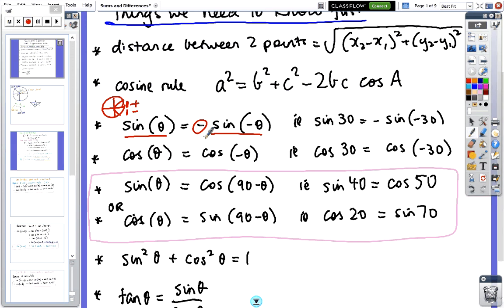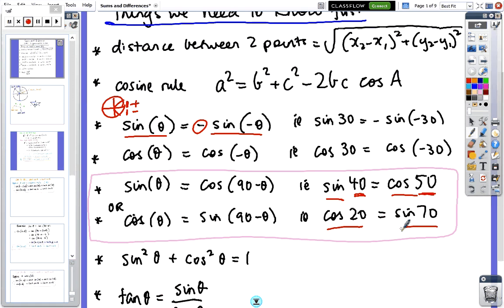But these are the complementaries. For instance, 40 and 50 are the complement of each other, and sine of 40 is the same as cos of 50, or cos of 20 equals sine of 70. So that's just the complement idea. They're both angles in a right angle triangle, and they switch over.